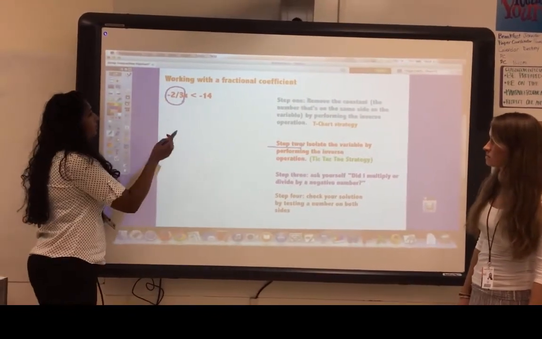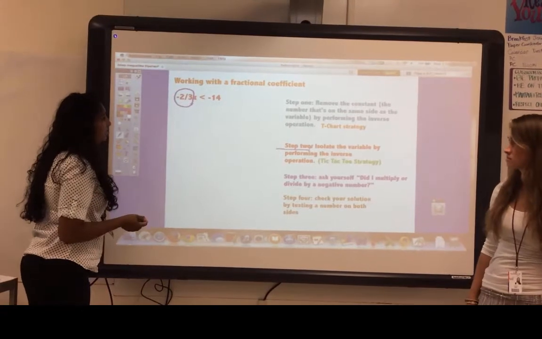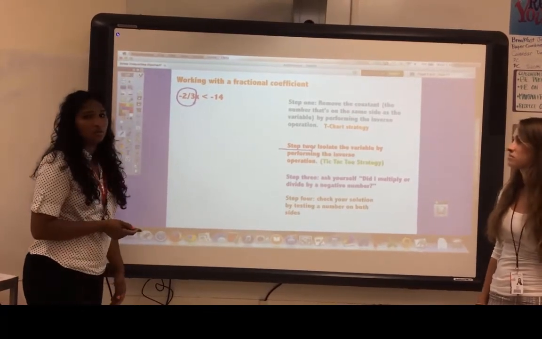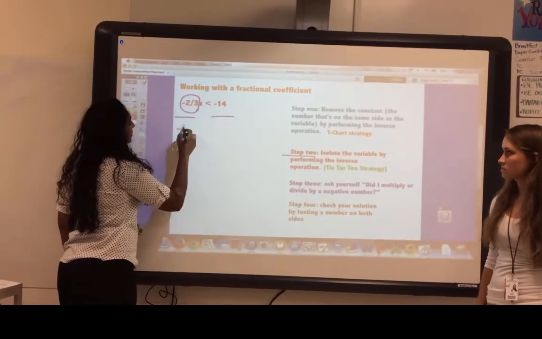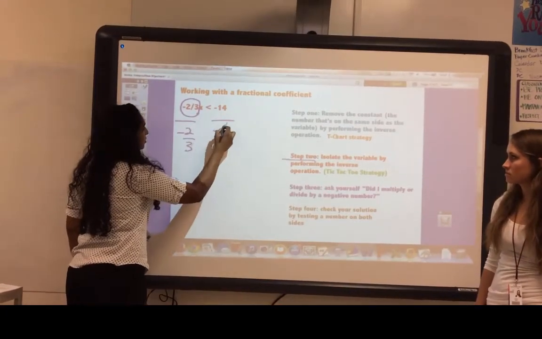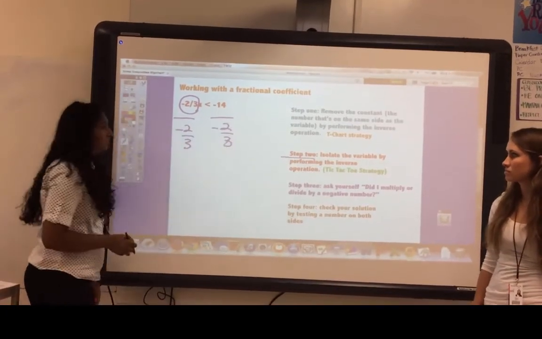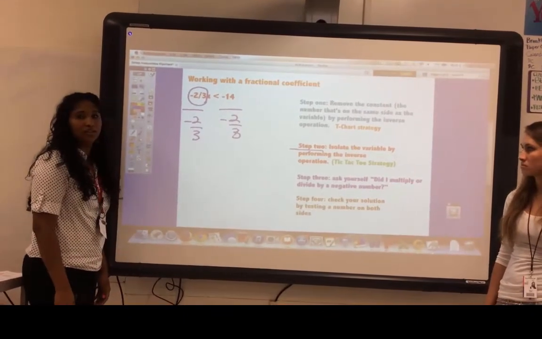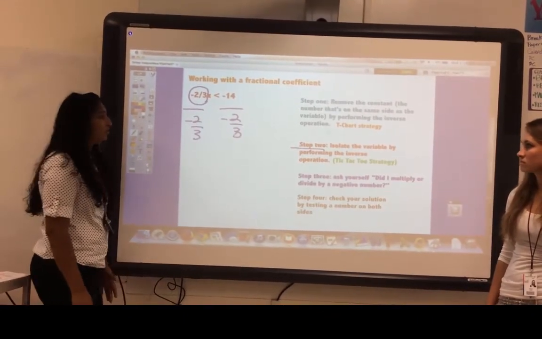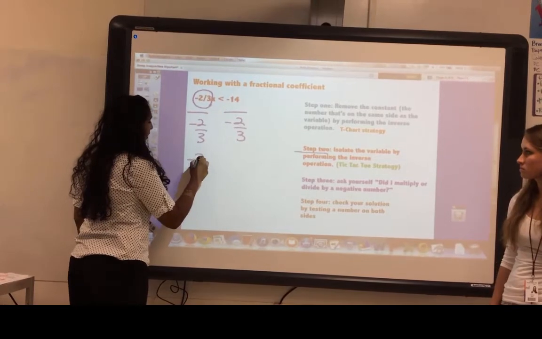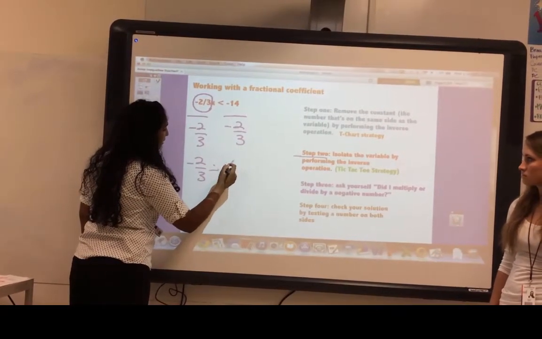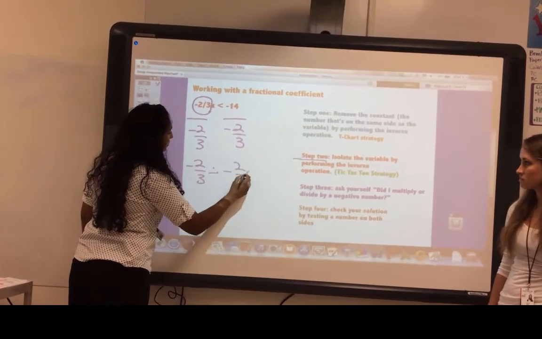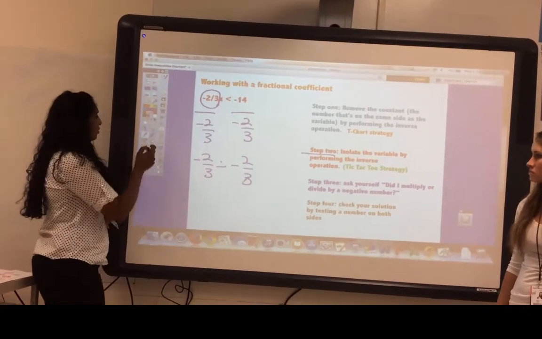So we've got negative 2/3 times x. So we need to perform the inverse operation, which means we need to divide both sides by negative 2/3. And we talked about, oh, that looks so unfriendly, those fractions. We want them to be friendly. So we're going to write them in a way that's easier for us to manipulate. Okay? And that's a little bit more friendly.